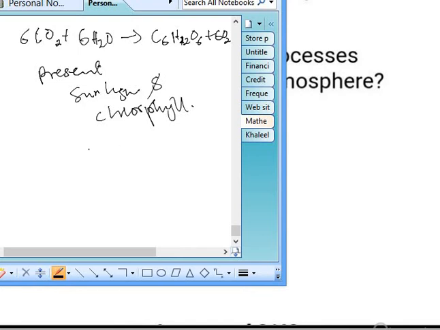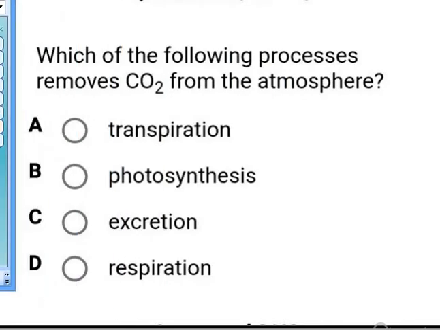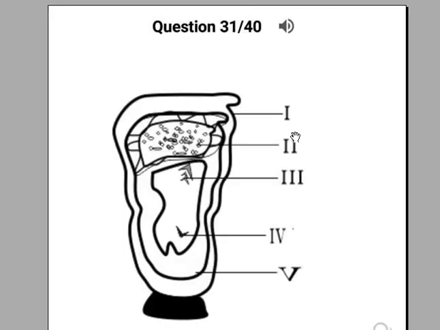So the correct option is photosynthesis, which is B. Option B is the correct answer. So let's move to the next question. The next question is a diagram.